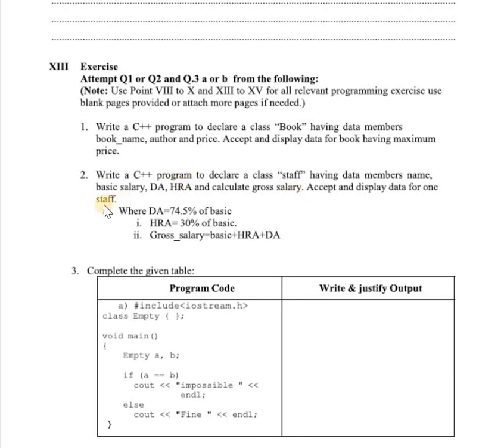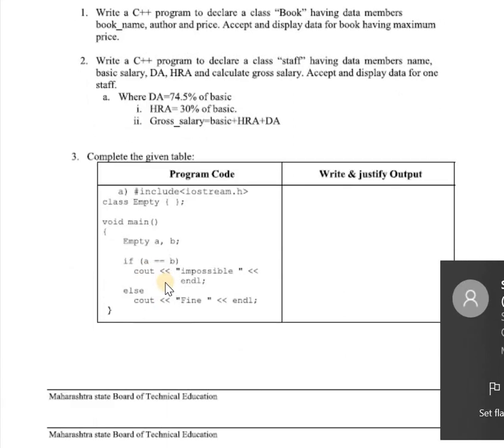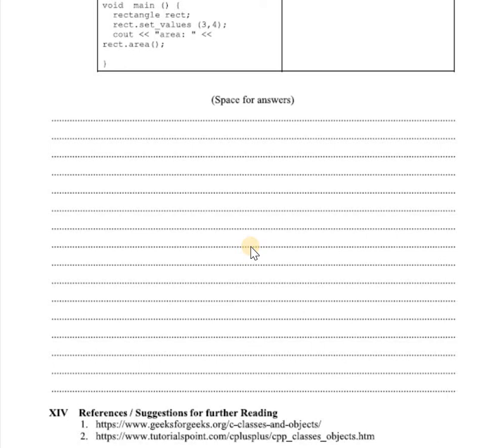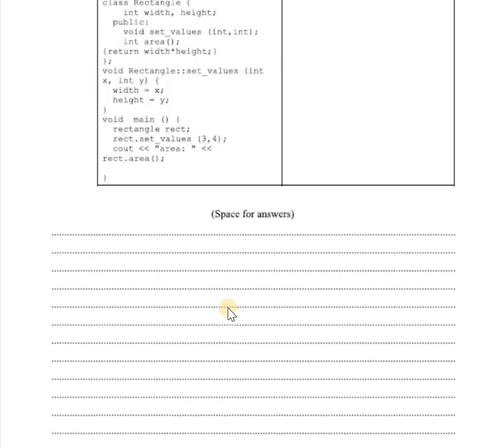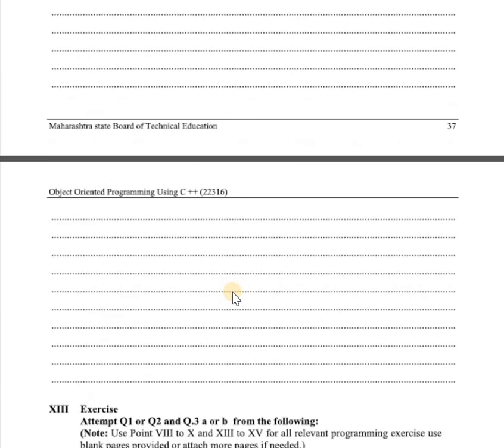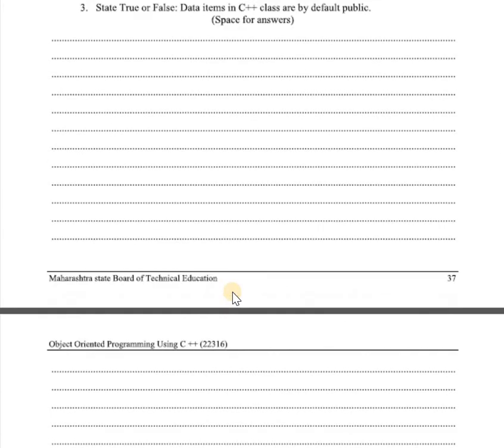Then what is the third question? Here you want to write the output of the program given here. Okay, this is your practical number 6. Refer to the theory material for performing this practical, Unit number 2, classes and objects. Okay, thank you.